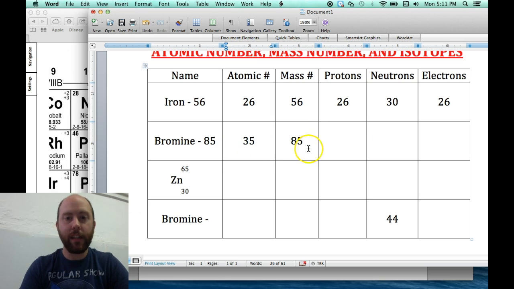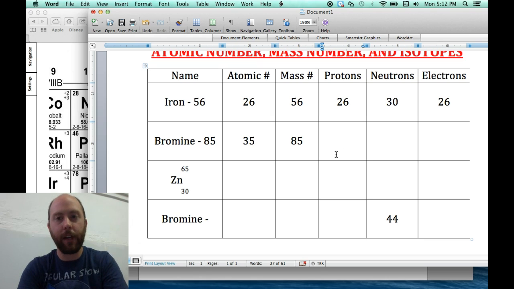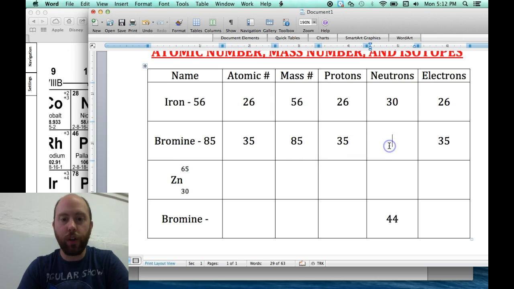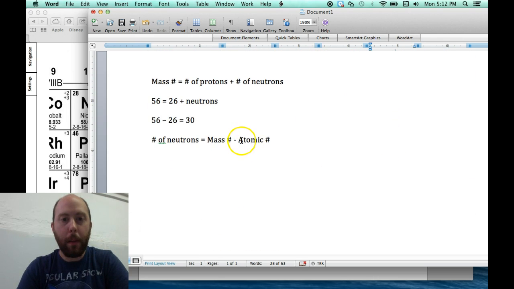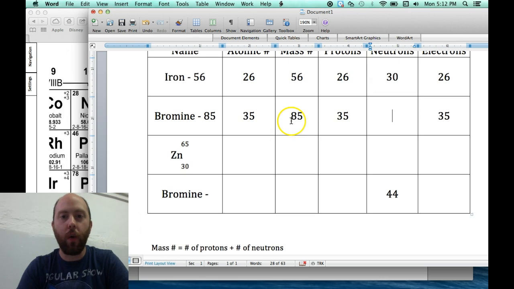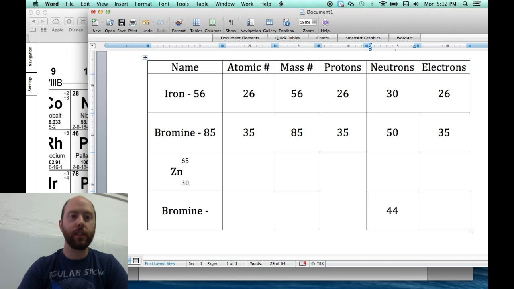Okay. Now that I have these two pieces of information, the rest is easy. Protons. Well, the atomic number is 35. Protons are 35. I'm going to skip neutrons for now. Electrons. Since the atom's neutral, if I have 35 protons, I've got to have 35 electrons. To find the neutrons, mass number minus atomic number. So 85 minus 35 equals 50. So there are 50 neutrons. Let's go to the next one.